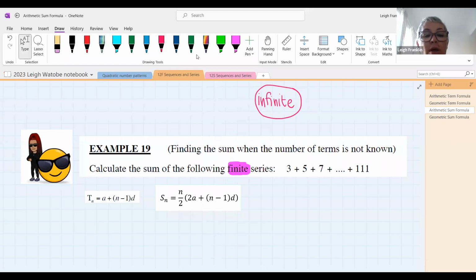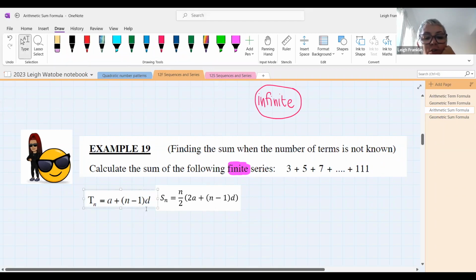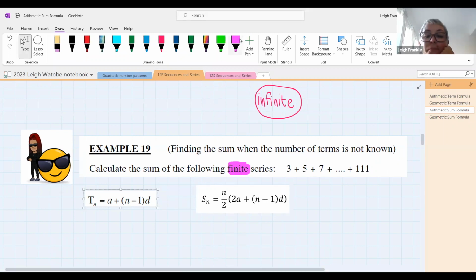Okay, so the series ends. What is the last term? What is the value of the last term? Do we know what the value of the last term is? Exactly. Okay, so 111 is the last term.